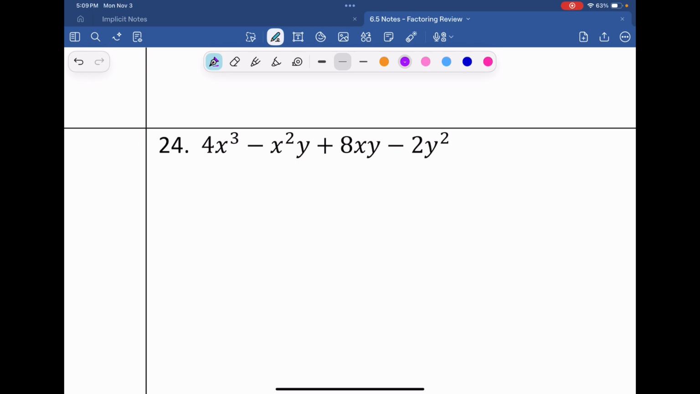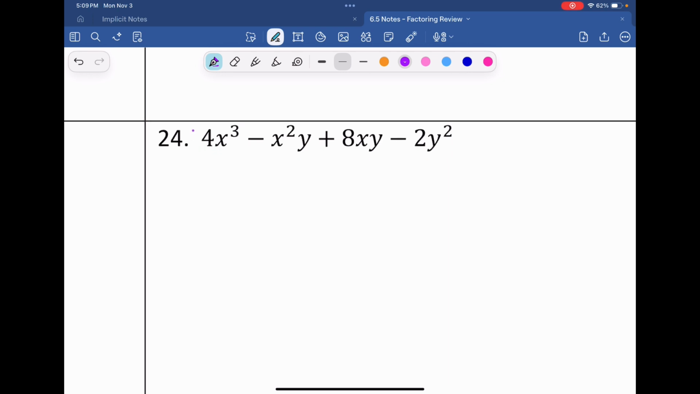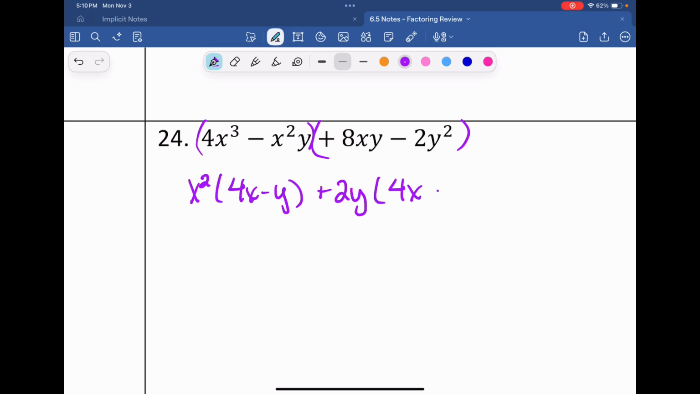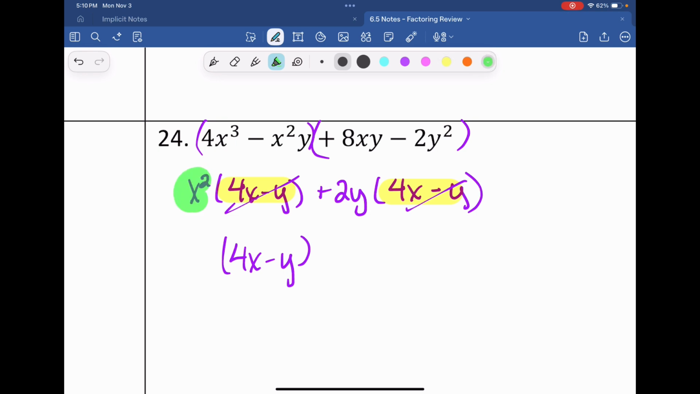And our last one, as long as the first 2 terms have a GCF, you can go ahead and start grouping. First 2, last 2. GCF for the first group, x squared, so that's 4x minus y. GCF for the second group, looks like it's a 2y. Okay. Common binomial factor. And whatever is left.